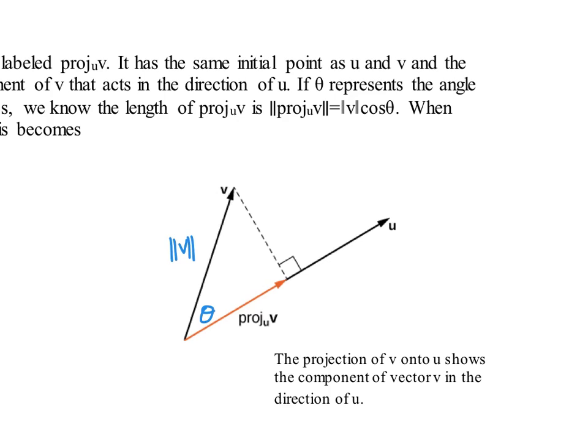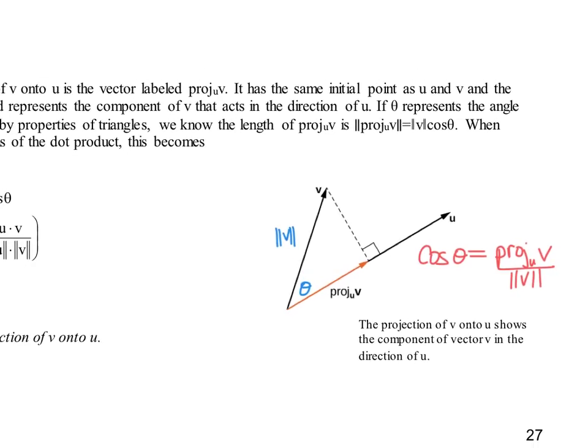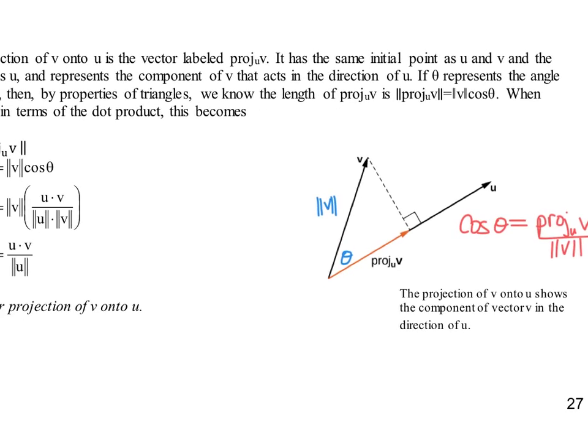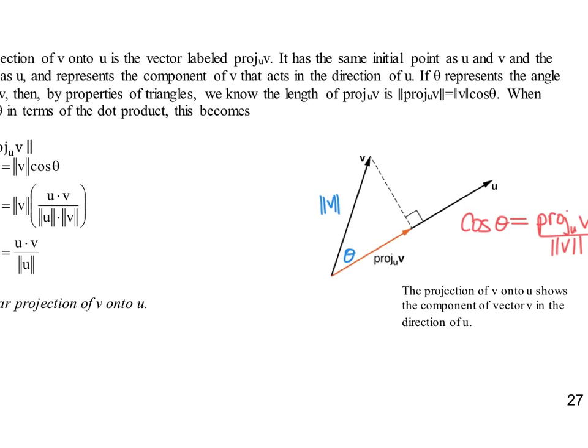For example, I know the adjacent side of the triangle and the hypotenuse, so I can say the cosine of theta is equal to the adjacent over the hypotenuse. If you compare this to that, we're kind of there.